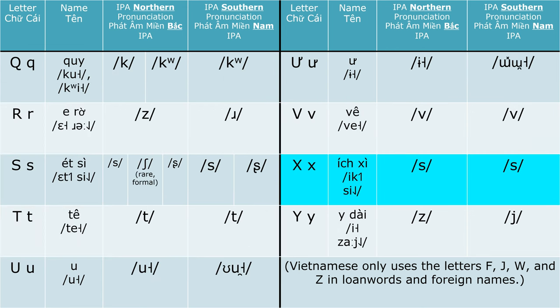V, X, Y, dài. In Southern Vietnamese accents, the letter Y is usually pronounced as Y. Vietnamese only uses the letters F, J, W, and Z in loanwords and foreign names.